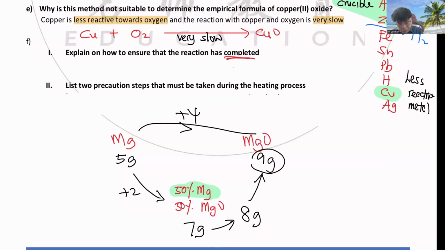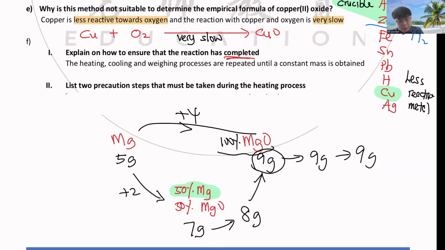Once you reach 9 gram, 100% has changed to MgO. If you heat further, it will still remain 9 grams because we already changed all to MgO. So how do you know the reaction is complete? You just repeat these three processes: heating, cooling, weighing, until your mass stops at a number, maybe 9 gram. When the number stops at one number and does not increase again, it means that the reaction has stopped. This is how we know whether the reaction stops or not.